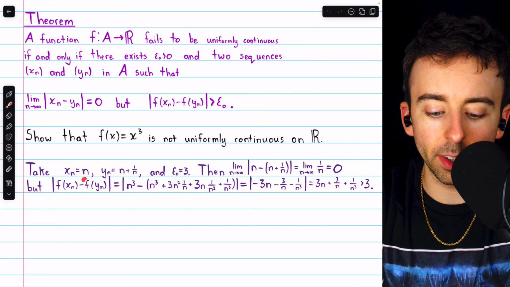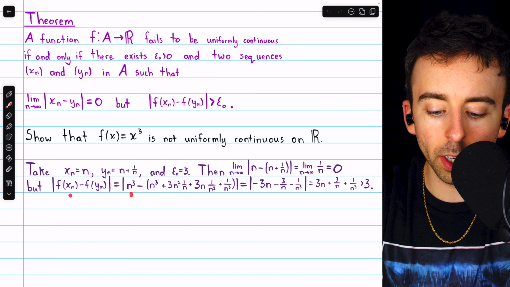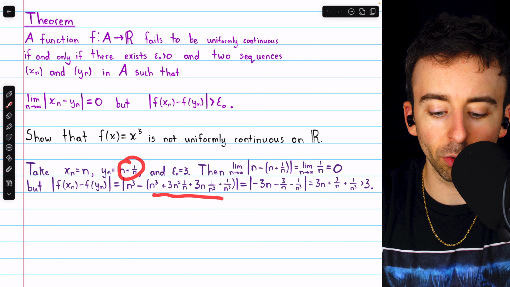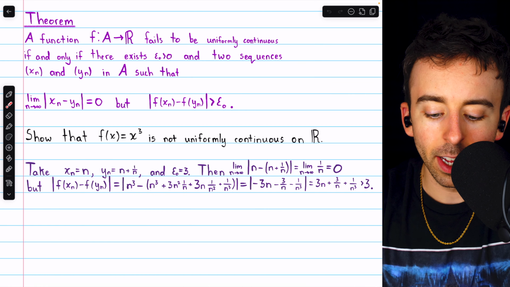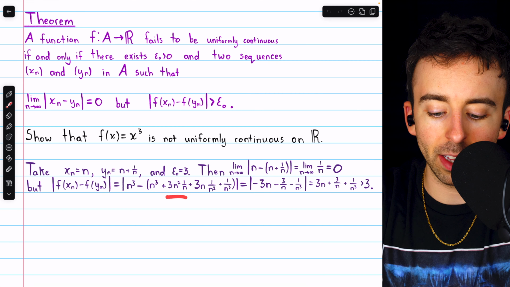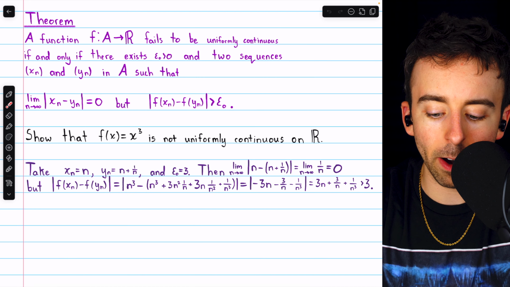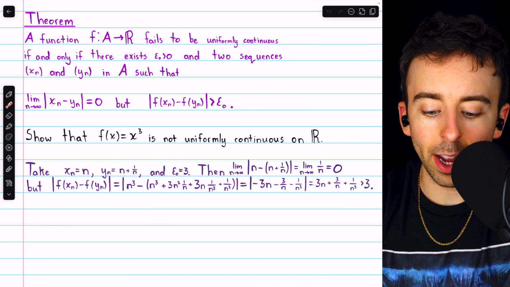By definition of the sequences and the function f, this is n cubed minus, and then here is the expansion of (n + 1/n) cubed. If you cube n + 1/n, you get n cubed plus 3n squared times 1/n plus 3n times 1/n squared plus 1/n cubed. Of course, this simplifies quite nicely.